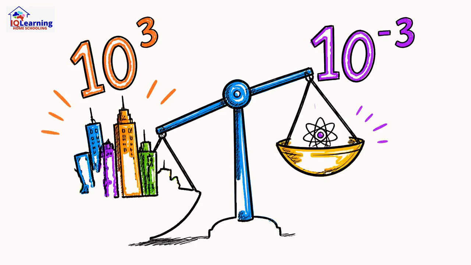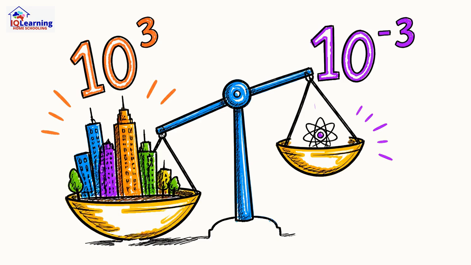A positive power, like 10 to the 3, is 1,000, but a negative power, 10 to the negative 3, is 1,000th. It's a system built for shrinking.